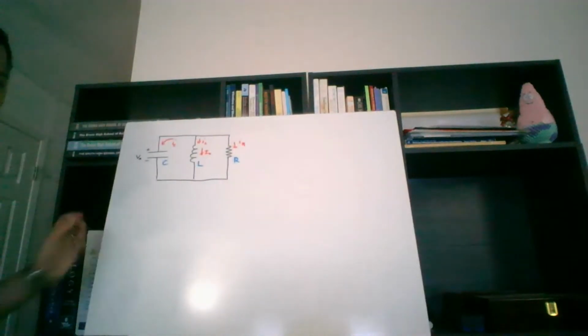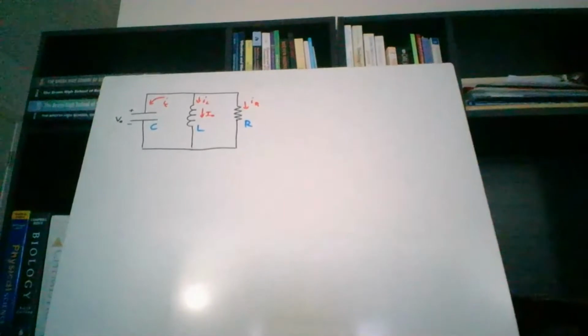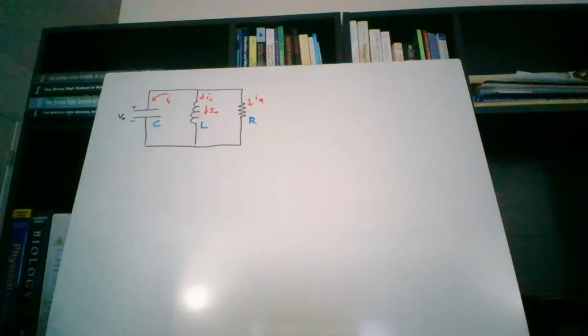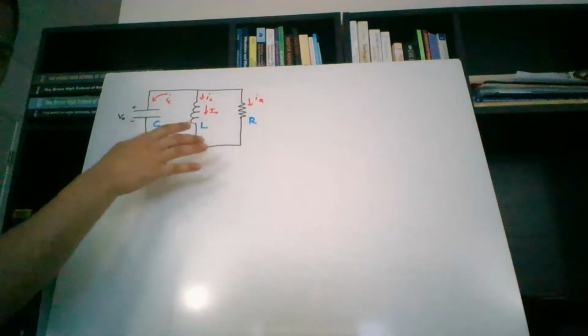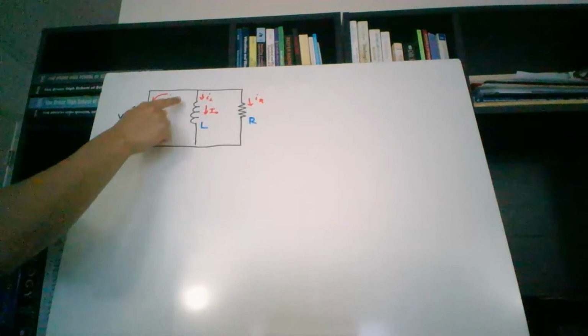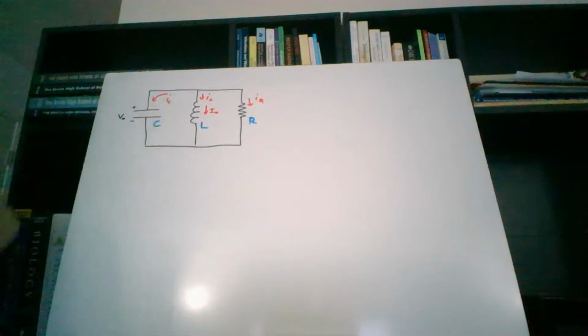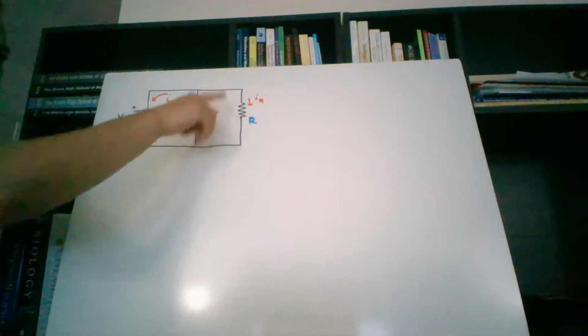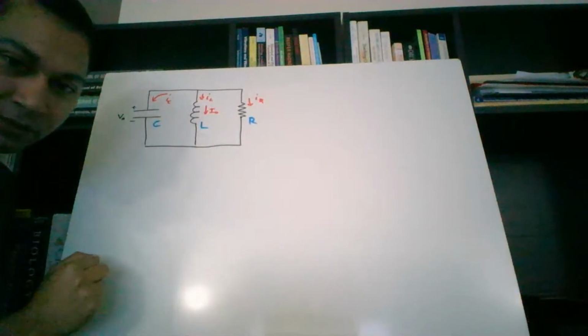So here's my circuit diagram. Okay, you can see that these are in parallel. And for a reason I'll tell you later on, the current in the capacitor is going in one direction. The current in the inductor is going to go in a different direction. And the current in a resistor is going to go down that way. So there's three different currents going on here, okay?